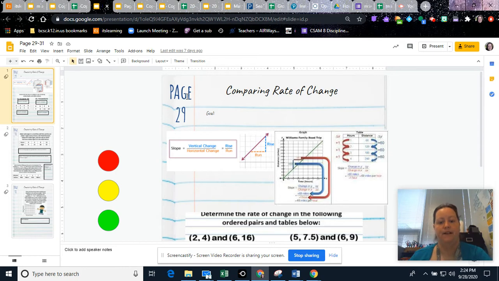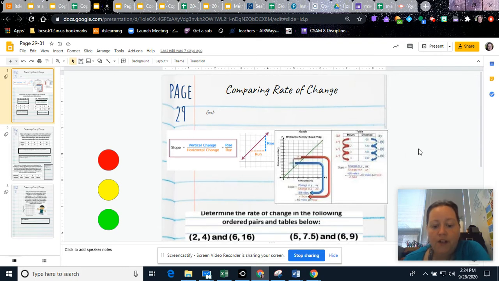And so what I've done up here is I found different images to kind of refresh your memory on what slope is. So it's the vertical change over the horizontal change, or you could say rise over run. Another way of saying it is change in y over change in x. And this should look a lot like what you did yesterday in the Google slideshow. Again, change in y over change in x.